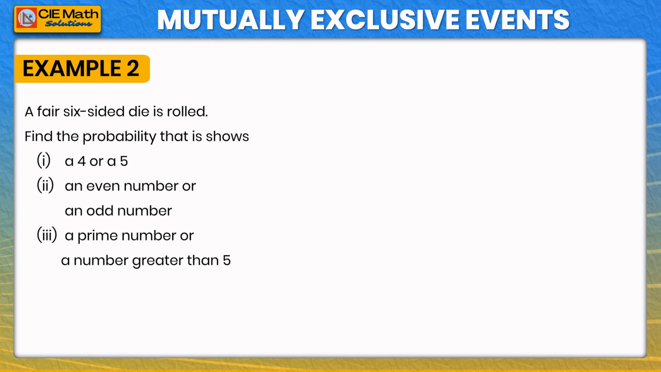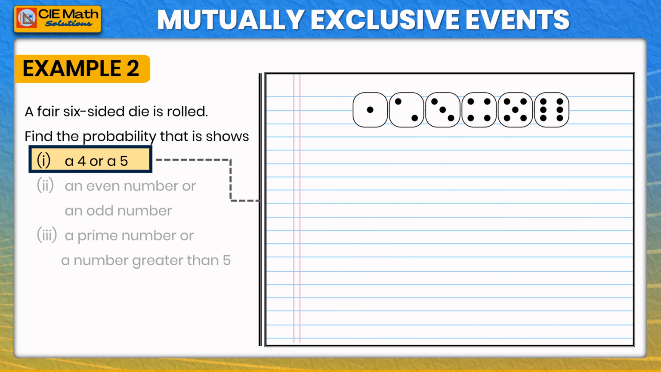Let's go to example 2. In example 2, a fair 6-sided die is rolled. Find the probability that it shows, the first one, a 4 or a 5. So looking at the numbers on the sides of the die, we have 1, 2, 3, 4, 5, and 6. If we take a look at the events, we have a 4 or a 5. So the probability of getting a 4 is equal to 1 only out of 6. And then the probability of getting a 5, definitely there will only be one 5. So probability of 5 is equal to 1 over 6.